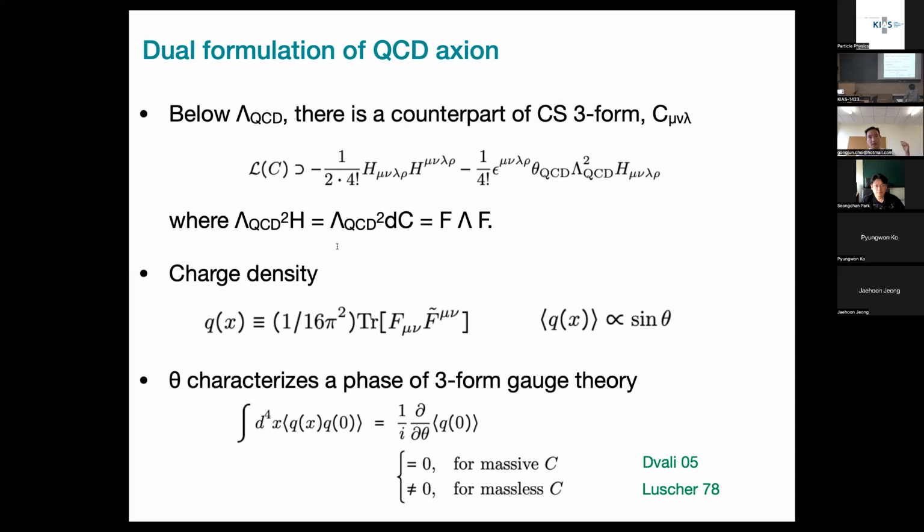Let me write the field strength of this Chern-Simons three-form as H. This H, and the field strength, will be identified with the F-tilde. On the other hand, when we compute the expectation value of this operator F-tilde in theta vacua, it turns out, famously, that this is proportional to sine theta, where theta is the parameter parameterizing the theta vacua of QCD.